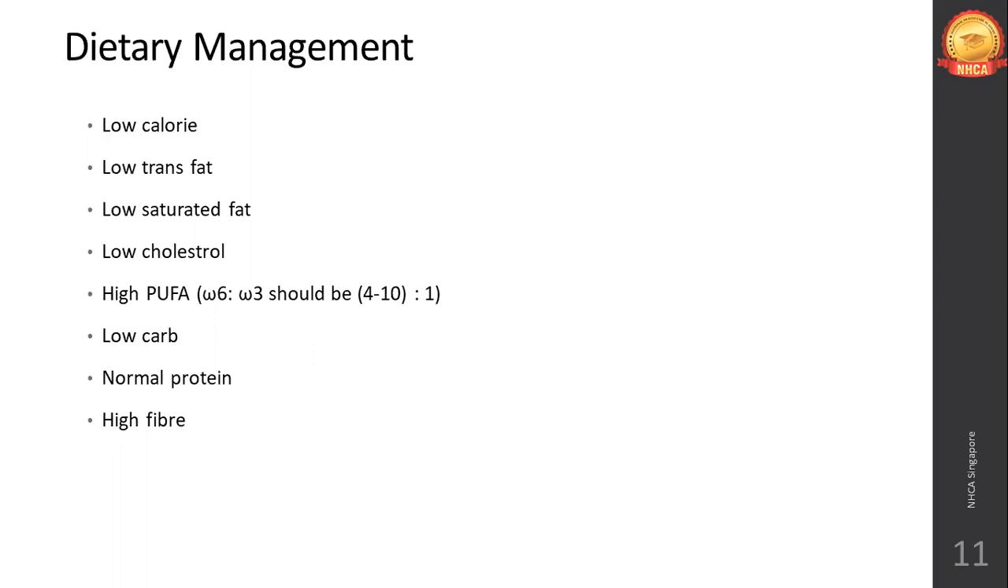Coming to the dietary management, the first principle: a low calorie diet has to be provided here. Low fat diet, specifically low trans fat, low saturated fat, and low cholesterol diet. Low cholesterol means reduce animal fat, reduce the butter and ghee usage in the diet. High polyunsaturated fatty acids, that is, the omega-6 to omega-3 ratio should be around 4 to 10 parts of omega-6 to 1 part of omega-3. Low carbohydrate diet, protein levels can be normal, and a high fiber diet is promoted.